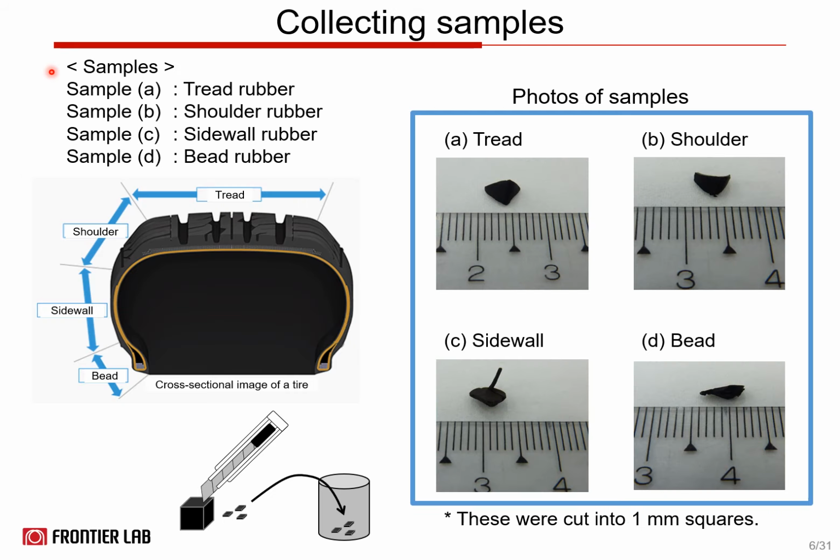The samples were collected from used tires, and the tread, shoulder, sidewall, and bead were designated as A to D respectively. Here are photos of collected tire lava pieces. These pieces were further cut into 1 mm squares and used as samples.